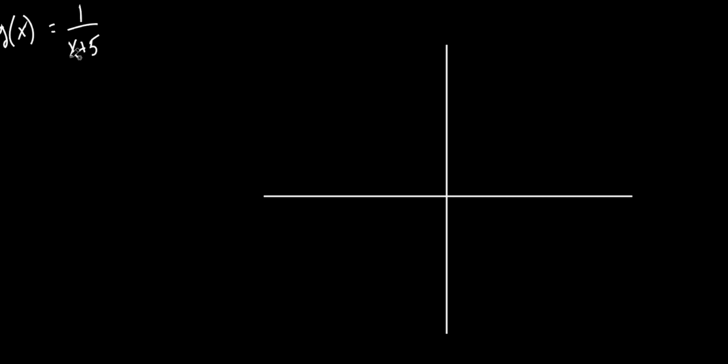It's not 5, because 5 plus 5 is 10. It'd be negative 5, right? Because negative 5 plus 5 is 0, right? So guess where it's going to hit? 1, 2, 3, 4, 5. So that is your vertical asymptote. Everybody with me on that?